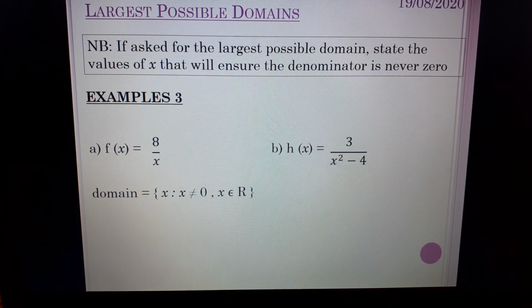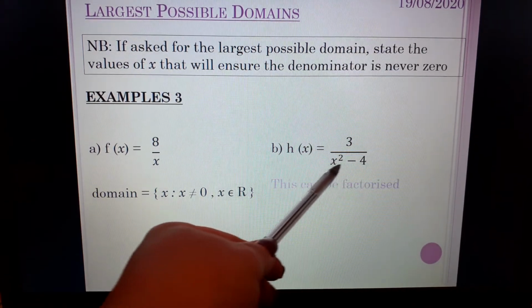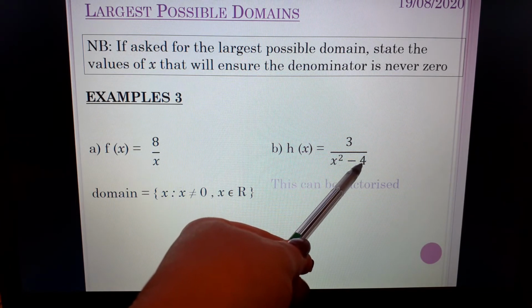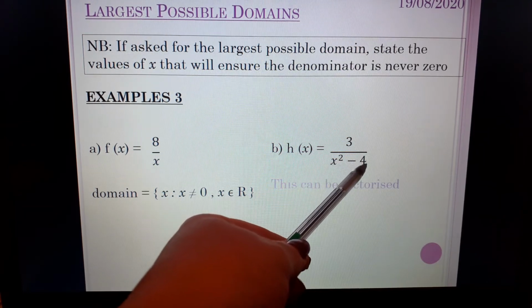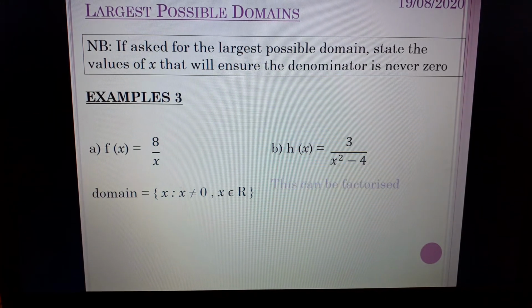What if we have a slightly more complicated one, where we have h(x) is equal to 3 over x² − 4. So x can be any value apart from anything that would make this denominator 0. Now have a look at the denominator and see if it can be factorised. This one can be. This is a difference of 2 squares. Square term. 4 is a square number. It's 2 squared. Difference in between. A difference of 2 squares. Okay, so we have (x + 2)(x − 2).